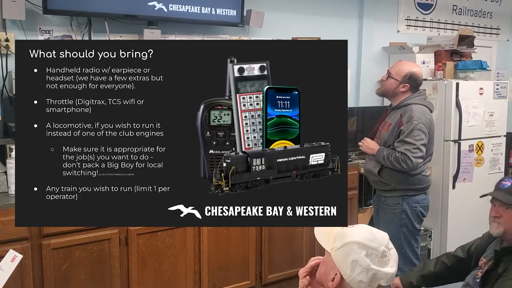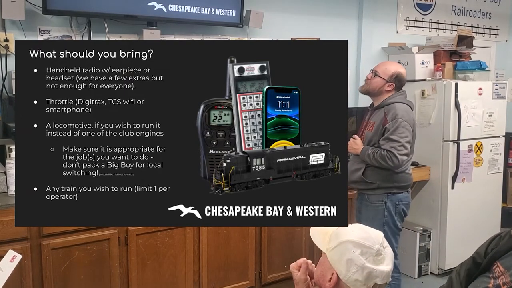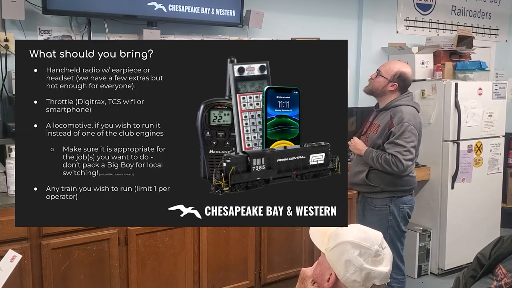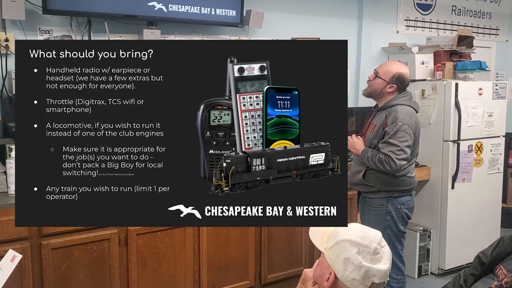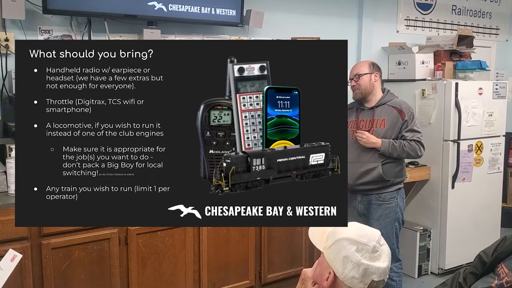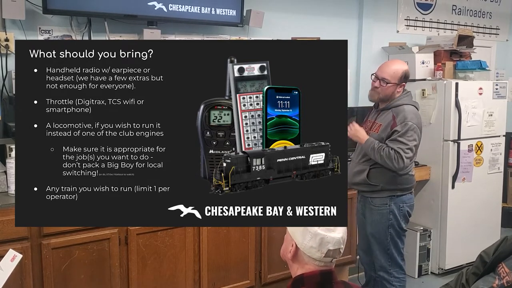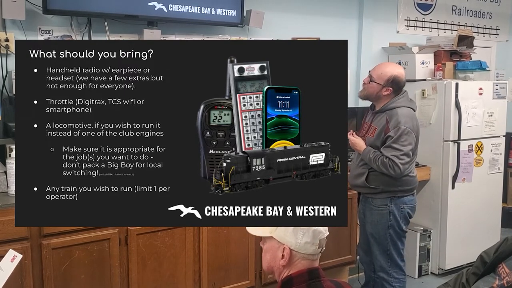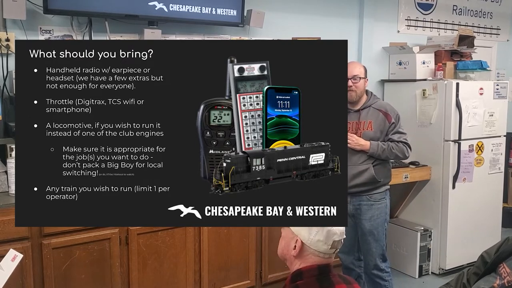All right, so what should you bring to a session? It's basically like an open house session, more or less. You need your radio. You need a throttle, either the Drex or something that can run on Y throttle. You need a locomotive if you run on it instead of one of the club engines. We do have lots of club engines, but you've got these expensive trains and you want to run them, I understand. It's a club, so we're not going to worry about you not running the prototypical stuff. But just keep in mind, bring something that's appropriate for the jobs you want to run.